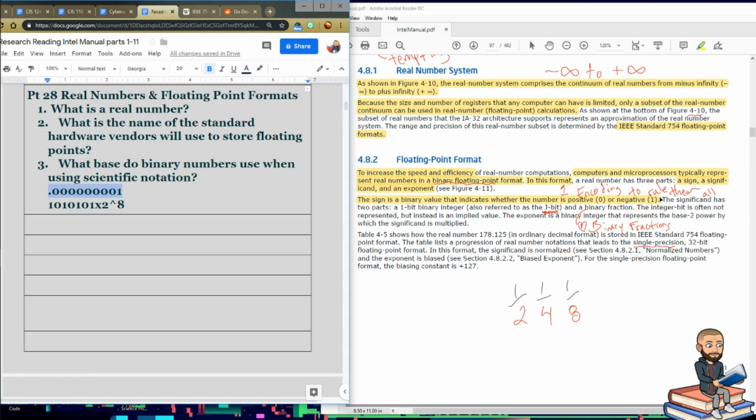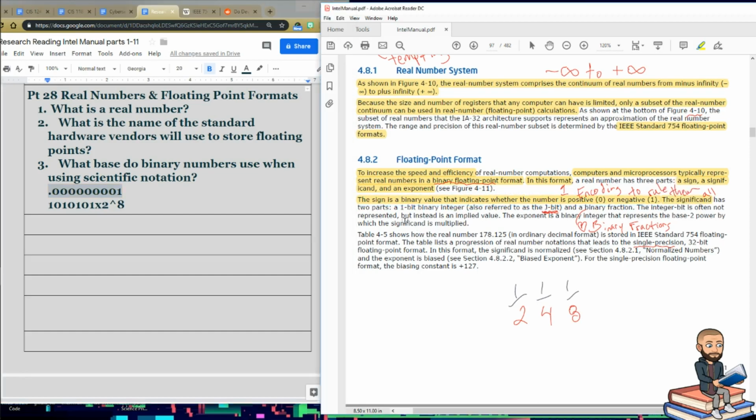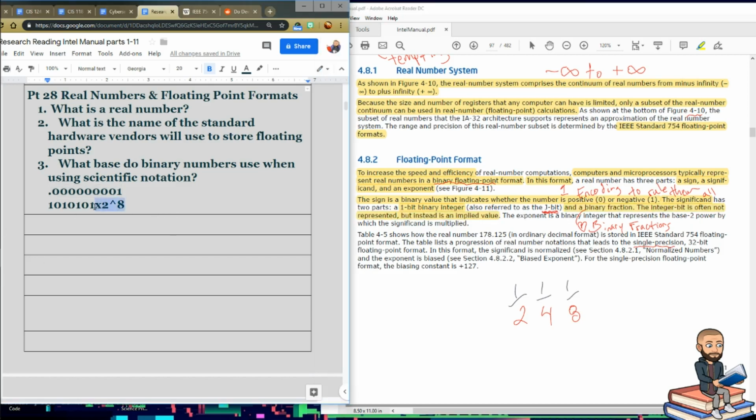So over here, they'll say that the significand has 2 parts, a 1-bit binary integer, also referred to as the j-bit, and a binary fraction. The integer bit is often not represented, but instead is an implied value. So that's crazy, but makes sense. Since we're talking about binary numbers, it's either a 1 or a 0, and we typically will never show a decimal number. We'll never show it starting with a 0, because in this case, we would just put the decimal right there and get rid of that. That's the j-bit, and this is the fraction part, right?